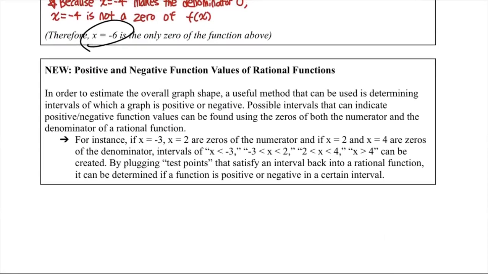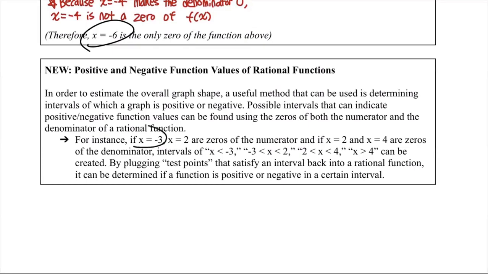Now let's also look into positive and negative function values of the function. In order to determine the overall graph shape, a useful method is determining intervals on which a graph is positive or negative. Possible intervals that can indicate positive or negative function values can be found using the zeros of both the denominator and the numerator. So, for instance, if x equals -3 and x equals 2 are zeros of the numerator, and if x equals 2 and x equals 4 are zeros of the denominator, we can set our intervals with these values.